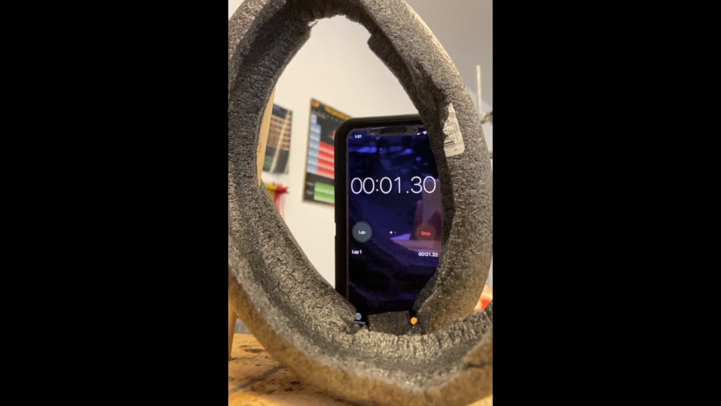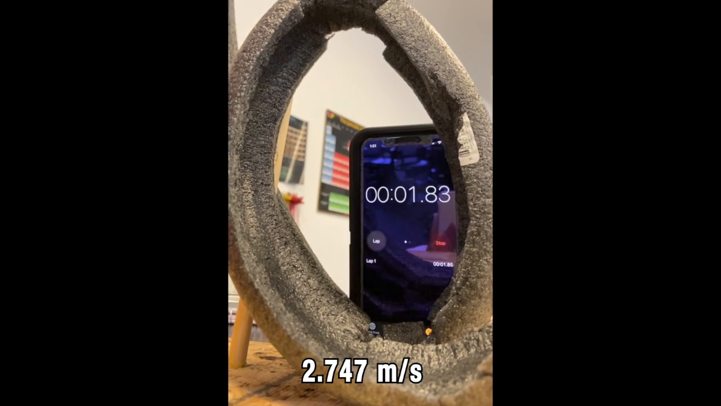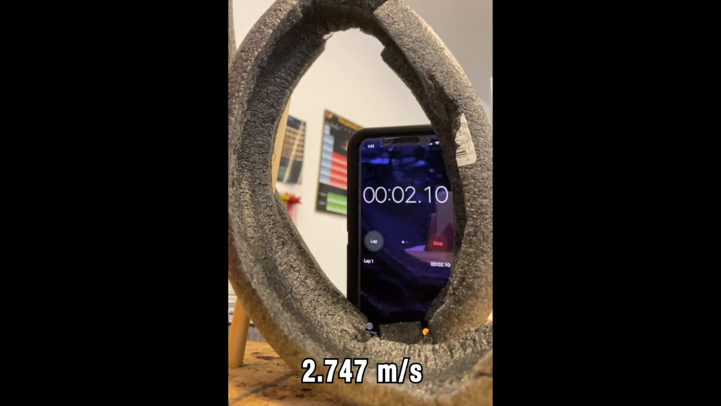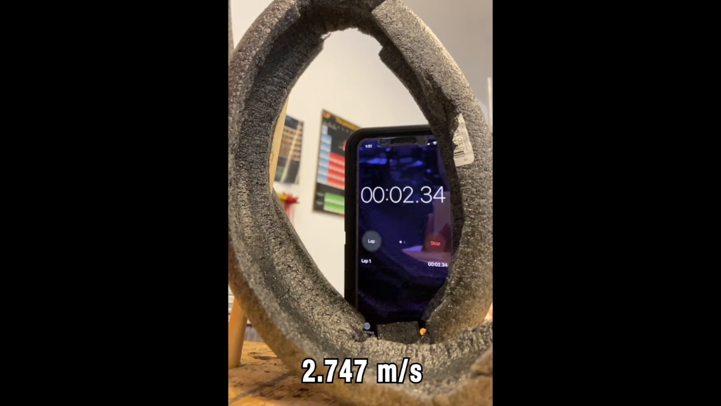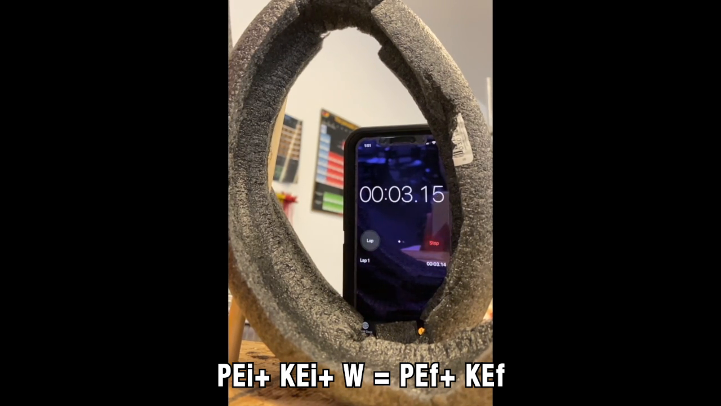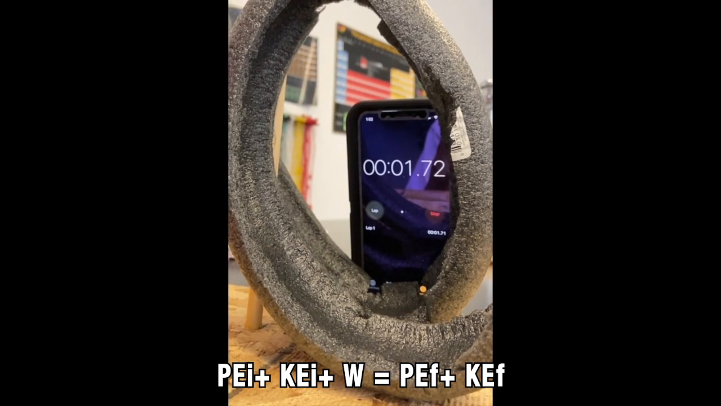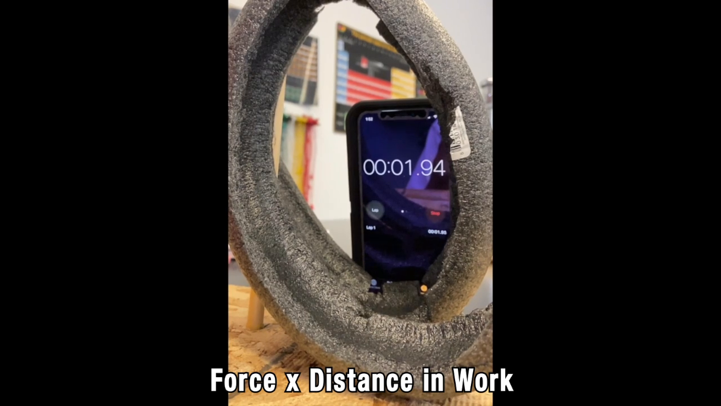For the friction force, we use the measured velocity at the bottom of the loop, which is 2.747 meters per second, and we solve for the average force of friction with the law of conservation of energy, which states potential energy initial plus kinetic energy initial plus work is equal to potential energy final plus kinetic energy final. And to find friction, we would solve for the force times distance within the work.